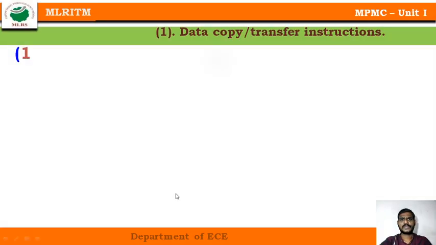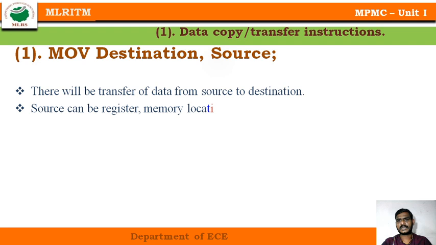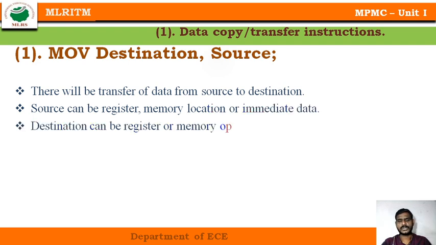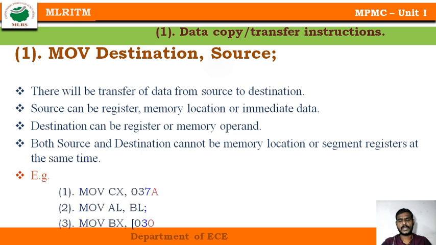Firstly, data transfer or copy instructions are the instructions used to simply transmit, copy, or move some data or information from one location to another location. The source location may be a register or a memory, and the destination is likewise a register or memory.